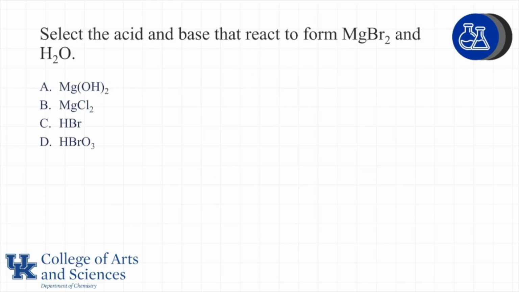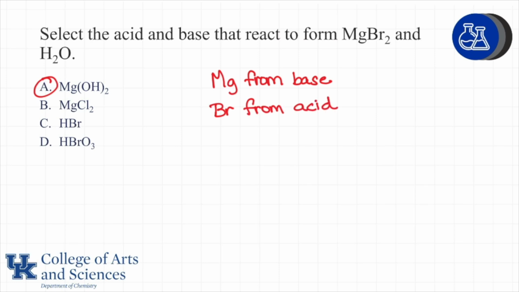Select the acid and the base that react to form MgBr2 and H2O. We know we get Mg from the base, so we're going to have Mg(OH)2, and we get Br from the acid, so the acid will be HBr.